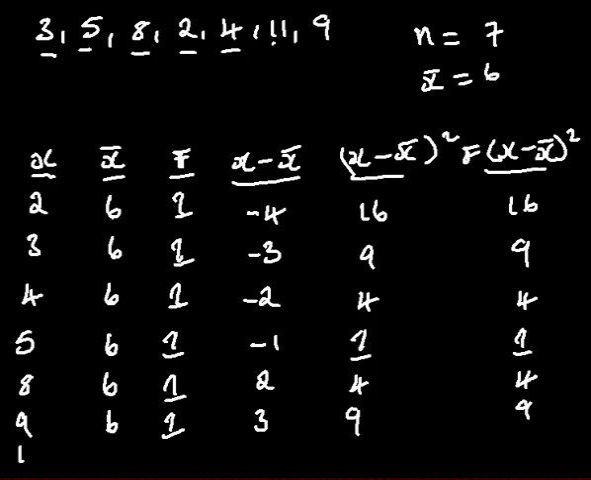And finally, we have 11, and the frequency is given as 1. And 11 minus 6 should be 5. To square that one will be given as 25. So 25 times 1 is the same as 25. So keep that in mind.